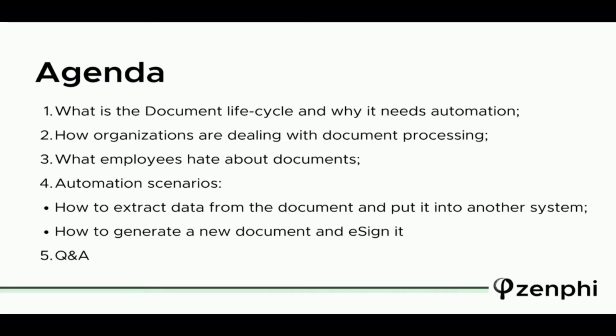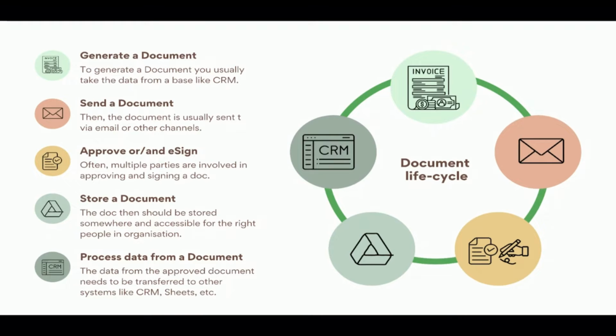The first one is going to be how to extract data from the document and put it into another system. That's a super basic process. We face it a lot in our operations, but it still requires much of manual work and much of our precious time. The same goes for the next automation scenario that I'm going to be showing you, which is how to generate a new document and e-sign it automatically. And of course, we'll have time for your questions at the end of the webinar. Okay, so let's start with document lifecycle.